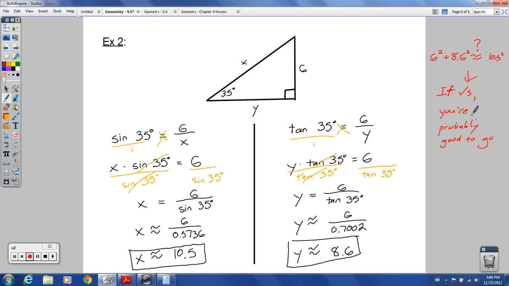So if you had enough time on a quiz or a test to check your answer like that, that would be a very good thing to do to see if it actually works out. If it does work out, you know that that was most likely the right answer. You probably did that right.